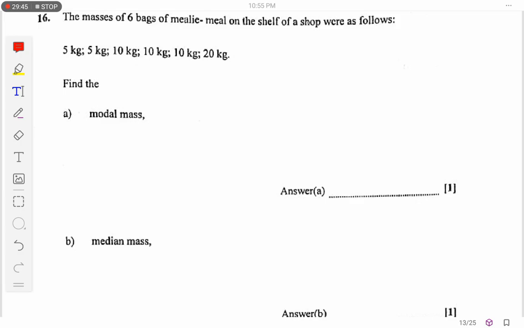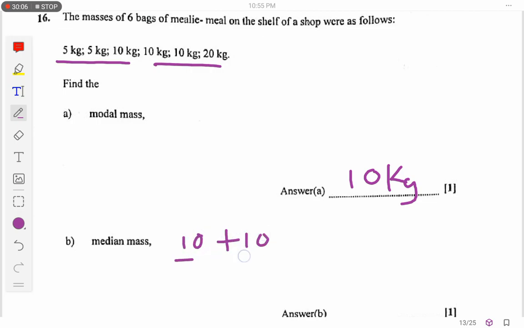We've got these masses of 6 bags of millimere. The modal class is the one that appears most. So we have 10, 10, 10, so we can say it's 10 kgs here. For the median, you find out these are in order. We're starting with 5, so we have 3 here, we have 3 here. So our median is going to be 10 plus 10 divided by 2, so it's basically 10 kg there.